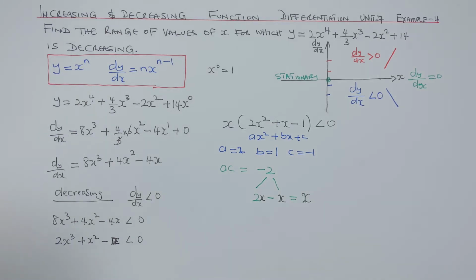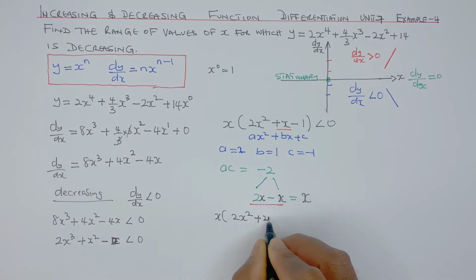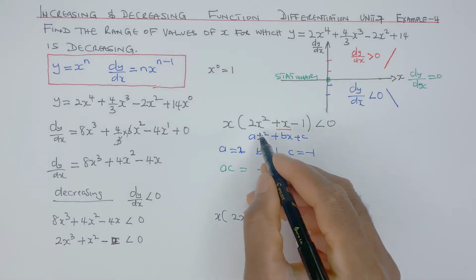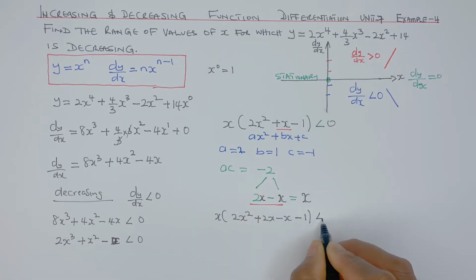So what I'm going to do is replace the x here with 2x minus x. We get x as the common factor: 2x squared plus 2x minus x, that still gives x. So that's the same as that, and it's less than 0.